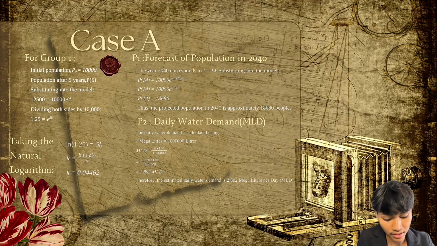So after getting our k, we can go on to the first problem, which is the forecast of population in 2040. The year 2040 corresponds to t equals 14. Substituting into the model, we end up with P14 equals 10,000 e to the power 0.04462 times 14, as t equals 14. So after substituting, we end up with P14 equals 18,680. This means that the projected population in 2040 is approximately 18,680 people.